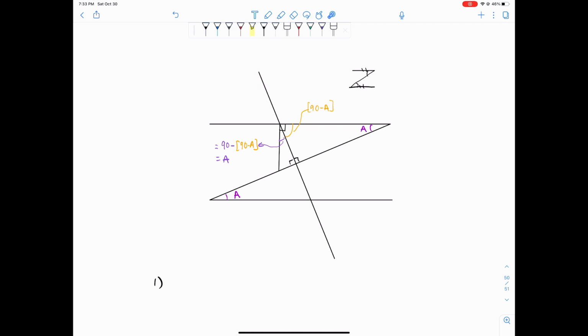And finally, if we look at this triangle now, right? This triangle, or actually, you know what? Just this right angle over here, right? Because these two lines are perpendicular to each other, right?